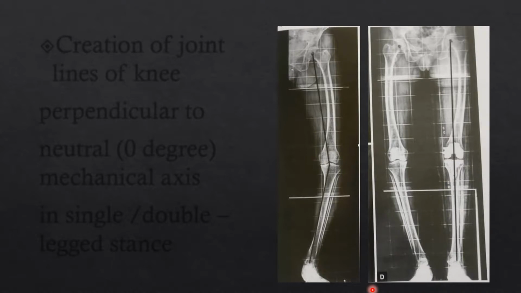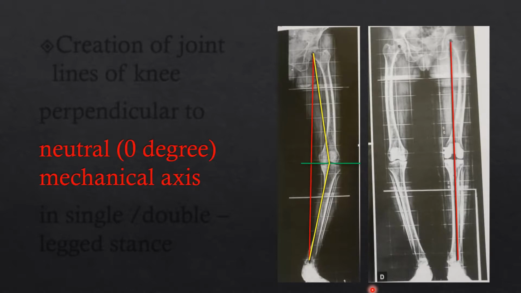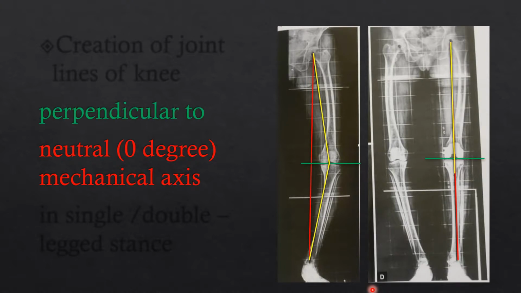Here, the mechanical axis of the limb is passing medial to the joint line, so there is a varus deformity, and the joint line is also not perpendicular to the mechanical axis of the femur and mechanical axis of the tibia. But after doing the total knee replacement, the mechanical axis of the limb is passing through the knee, and the joint line is perpendicular to the mechanical axis of the femur and mechanical axis of the tibia.